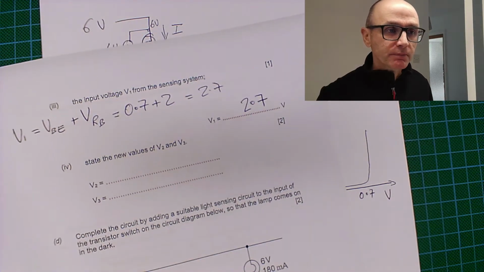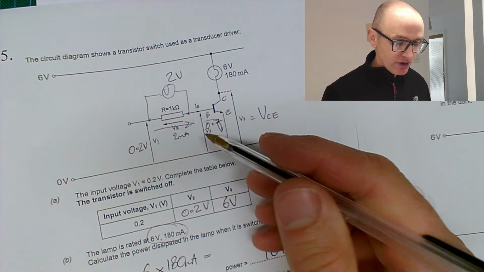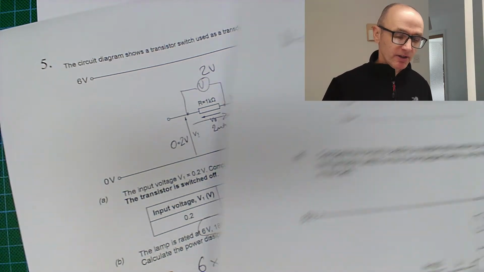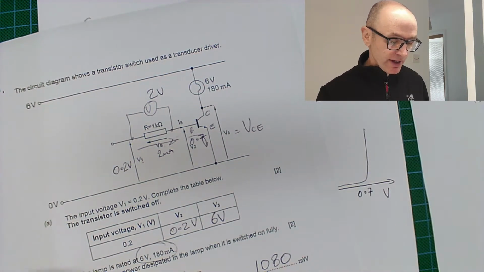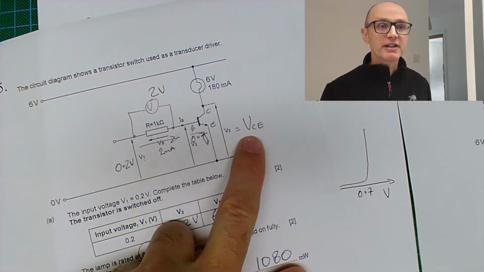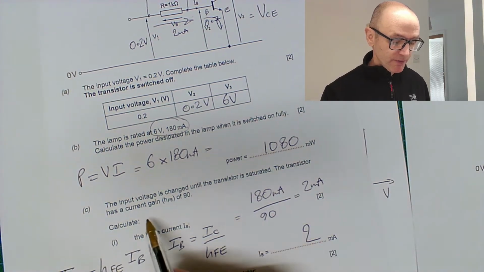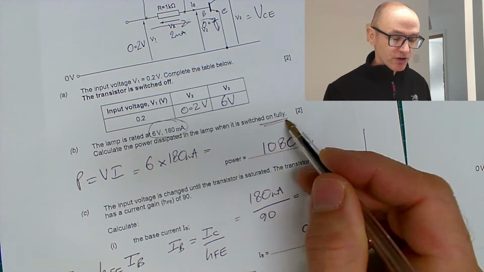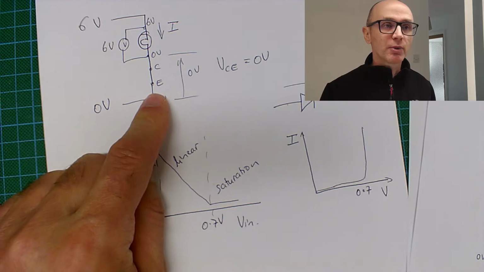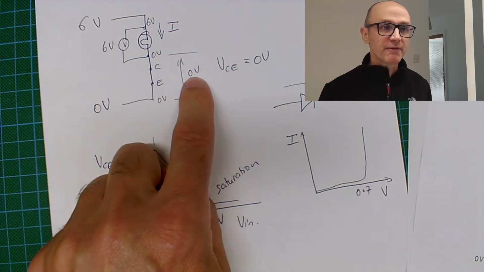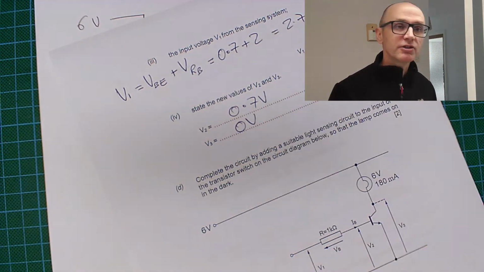Okay. State the new values of V2 and V3. Let's have a look. What is V2? V2 is that. Okay, so it is 0.7 volts. V3 is this one, VCE. So that is when the lamp is switched on fully, and if you remember, when the lamp is switched on fully, basically the switch is closed, so then that VCE or V3 is going to be 0 volts, so 0 volts.